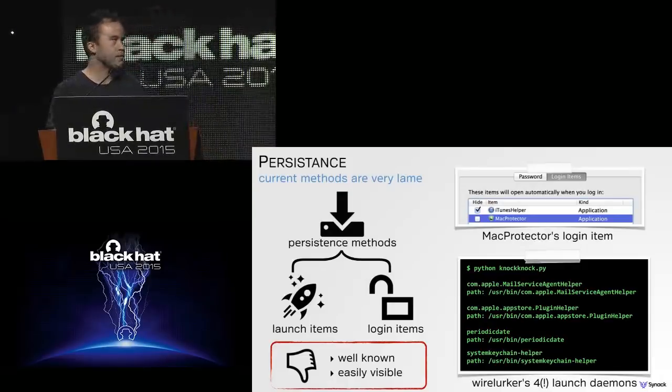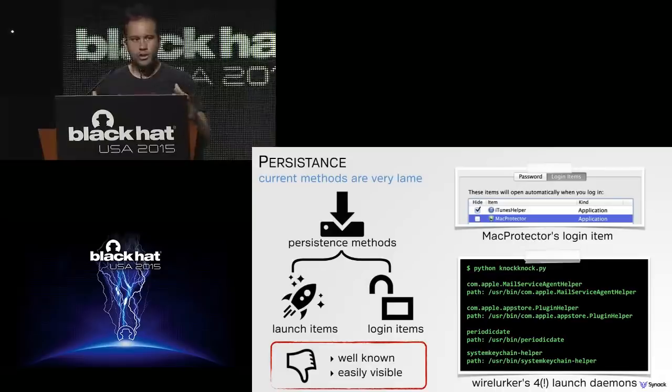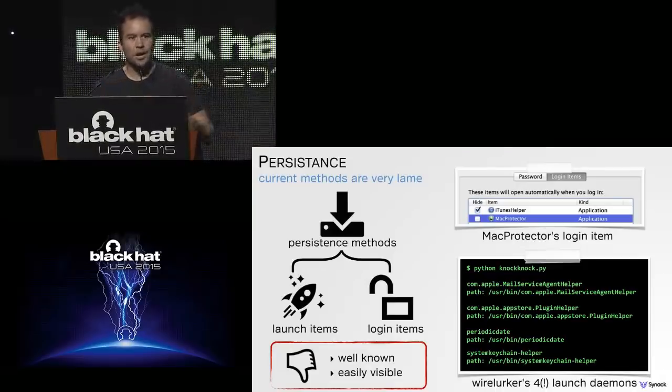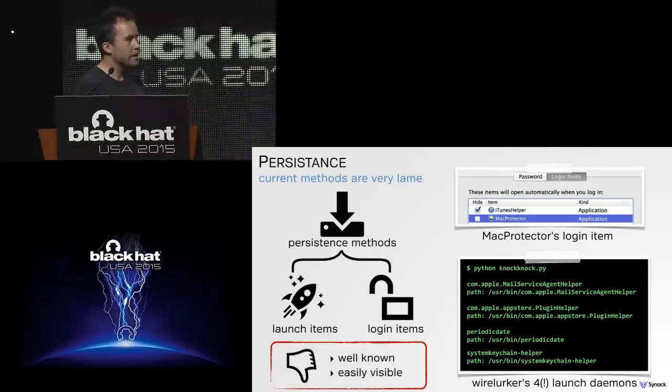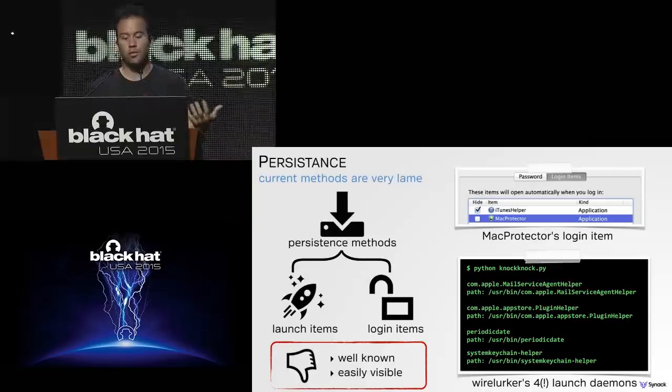Similarly, launch daemons are very easy to detect as well. WireLurker, the malware sample that the media was all hyped up on how advanced it was, installs four new launch daemons. So this means there's going to be four new processes, but also if you dump the launch daemons, you're going to see four new entries here.